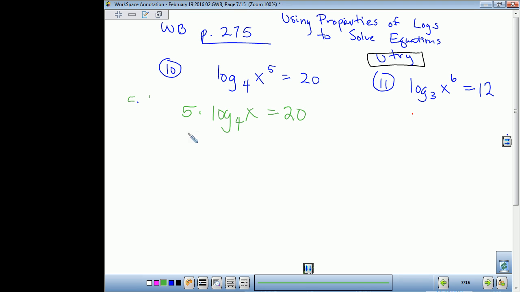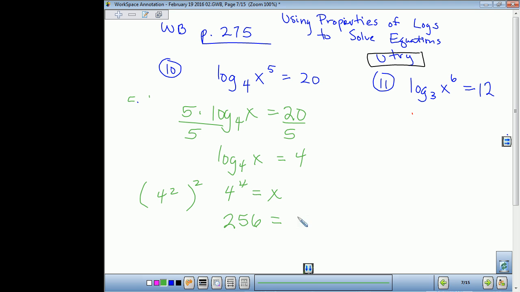How do we undo multiplication? Division. Very good. So log base 4 of x equals 4. Have we done all we can do? Yeah. Switch forms. Every time that's our answer, we switch. 4 to the 4th. I don't really know my powers of 4, but I do know that 16 squared is 256. So I'll go that way.